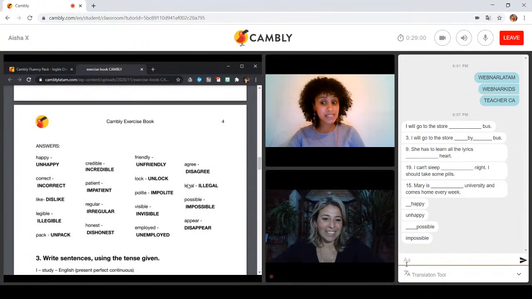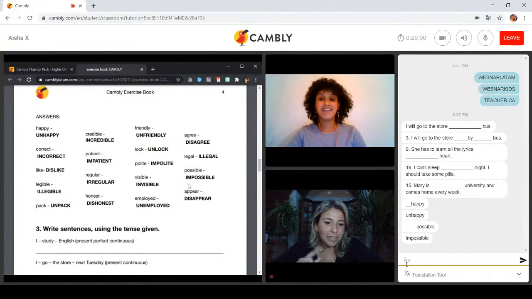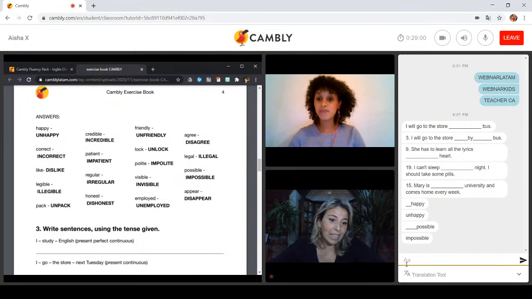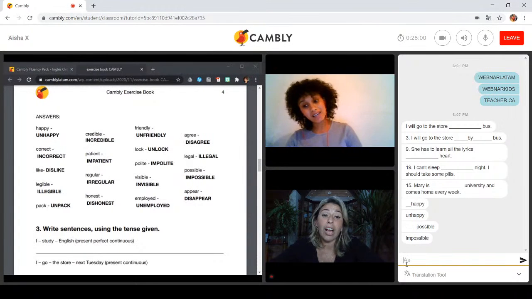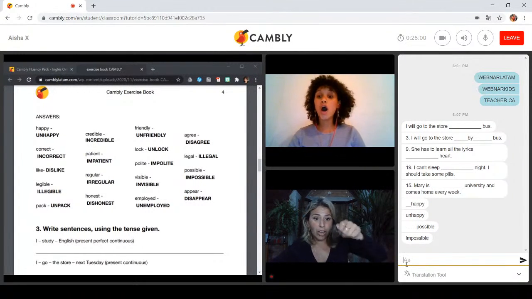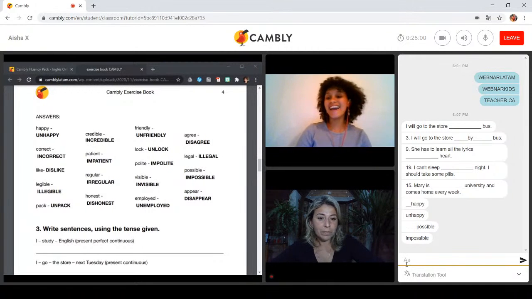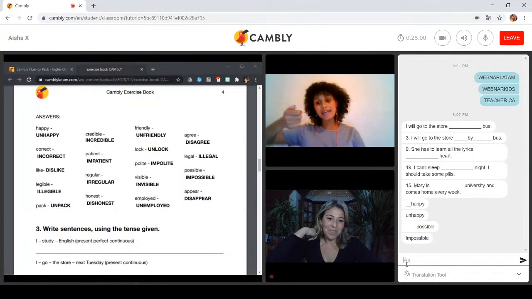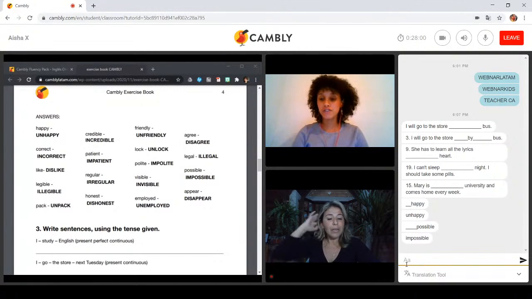Here are the answers for your reference. I have other ones here. Miguel said unlike, incredible, unlock, dishonest, disappear, illegal. Is it all right? Are they all correct? Unlucky. So lucky, unlucky. Unlock? To lock the door, unlock the door. Yes, unlock. Yes, correct. That is right. Lock and then unlock. Correct. Yes, that is correct.